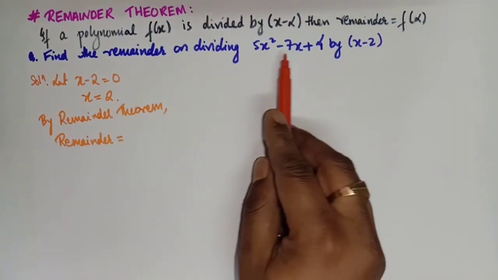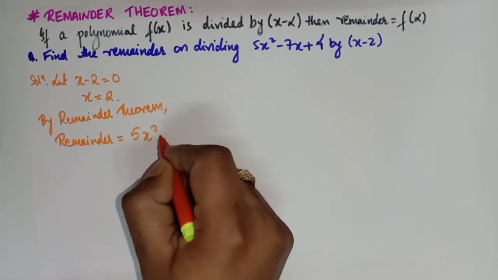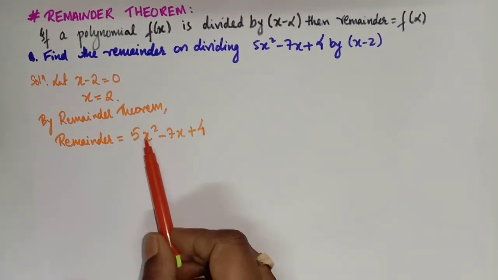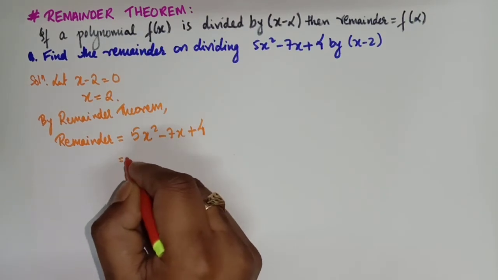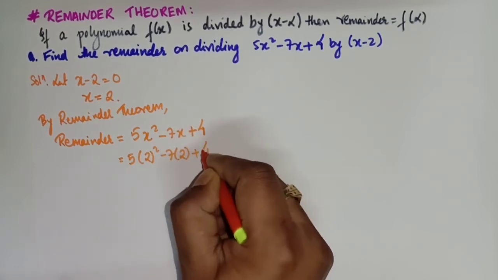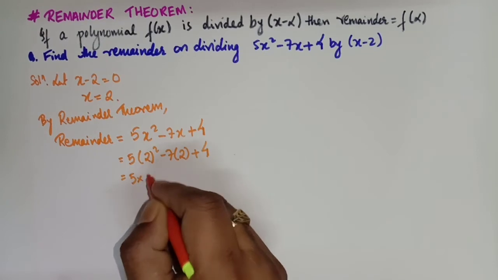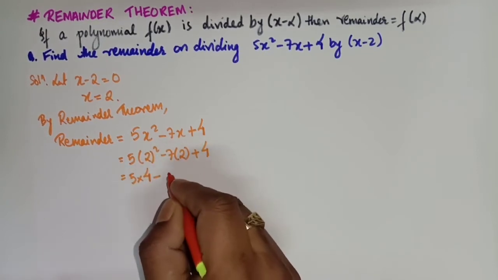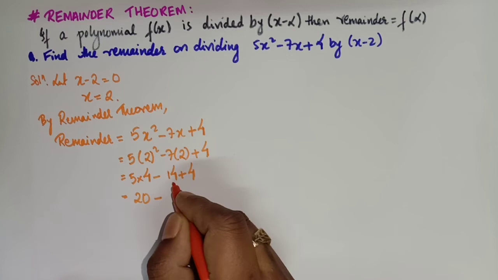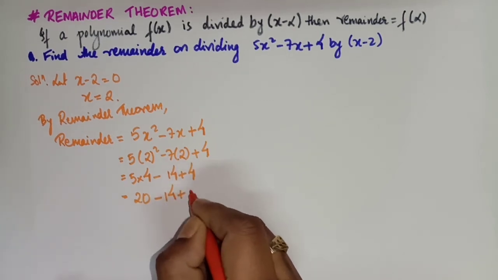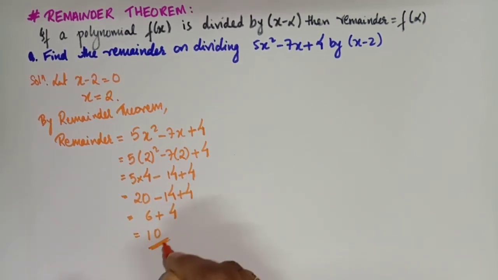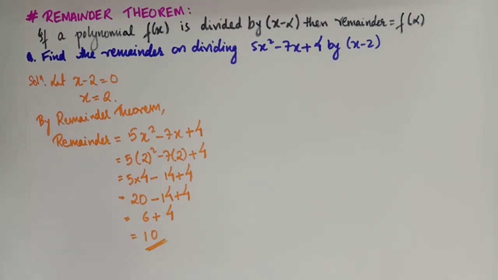What do we have as the polynomial here? We have the polynomial 5x square minus 7x plus 4. The remainder theorem says instead of x, now I can put 2. So 5 times 2 square minus 7 times 2 plus 4. Don't jump, okay? We'll do it slowly. 2 square will be 4, minus 7 twos are 14, plus 4. So 5 fours are 20 minus 14 plus 4. 20 minus 14 will be 6, plus 4. I got 10. So this is my remainder by the remainder theorem.